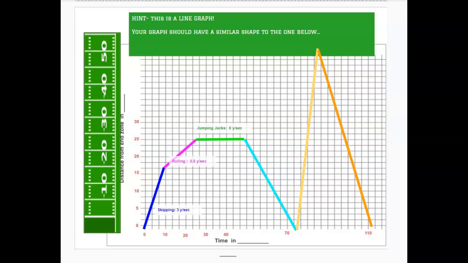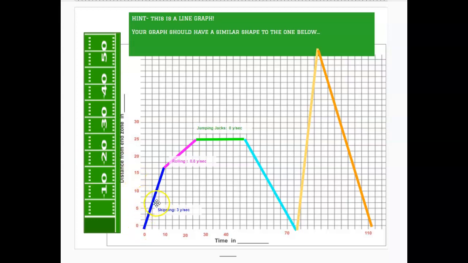The additional thing that motion graphs give is it can also show you if there's no motion and if the motion turns a different direction and goes back to where you started. So it gives a little bit more information when you're doing a motion graph. So let's look at what we did on the football field and what that looks like on this graph.